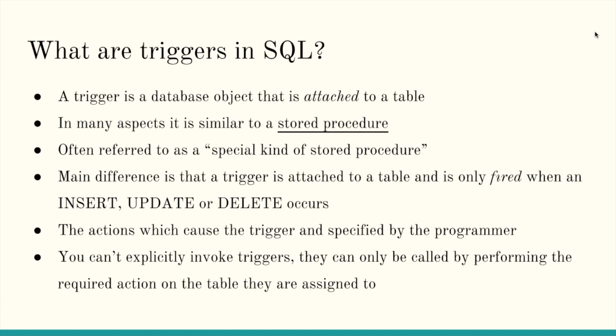Okay, so basically, I want to talk about what triggers are in SQL. A trigger, as you can see from the slides, is a database object that's attached to a table. In many aspects, it's similar to a stored procedure as we'd see in functional programming. But the main difference is that a trigger is attached to a table and is only fired when an insert, update, or delete SQL command occurs.